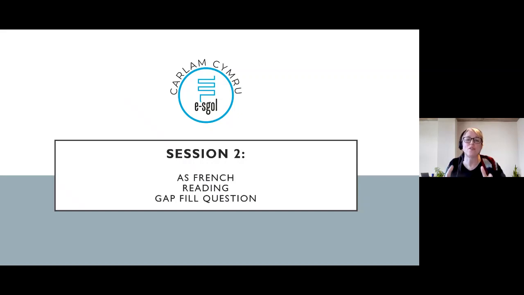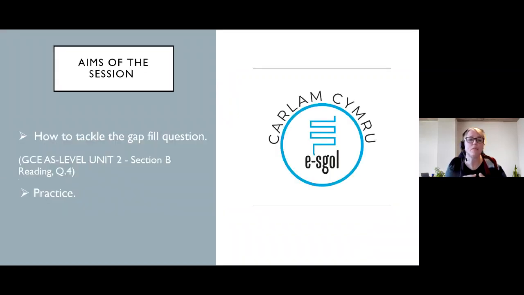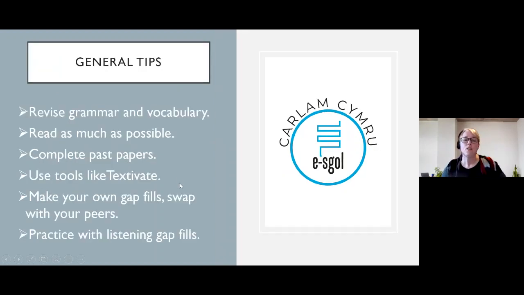Okay, so it's session 2, AS French reading, and we're looking at the gap fill question. So the aims of our session today are how to tackle the gap fill question. We're looking at unit 2 of section B of the AS paper, and that's the reading question 4. So we're going to have a look at how to tackle this question and also have some practice with it. Okay. General tips to start with.